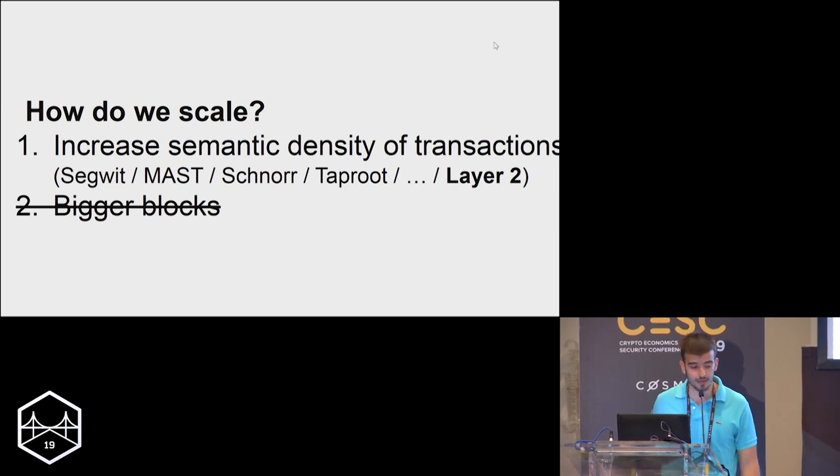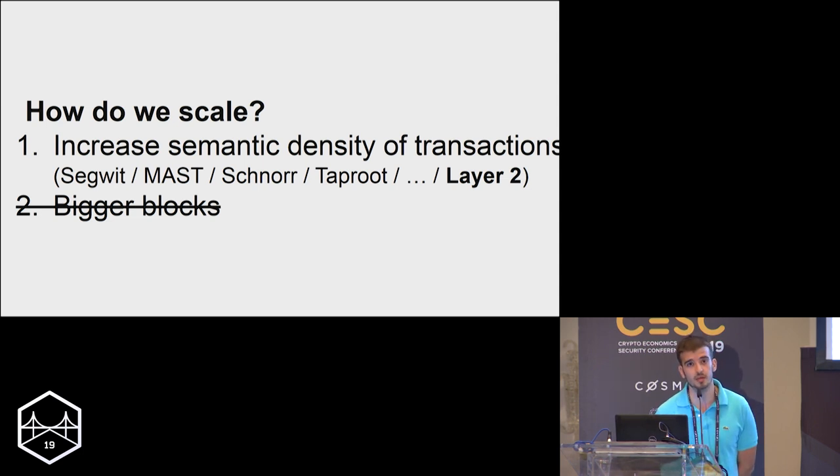There's the big question: how do we scale? For Bitcoin, we've seen a lot of ways of scaling by increasing the semantic density of transactions, which was an idea that I first read from Nick Carter in one of his blog posts, where he says that basically a transaction costs some amount. How can we reduce that transaction's cost? Where the cost can either be transaction fees, or how much that transaction affects the cost of running a full node?